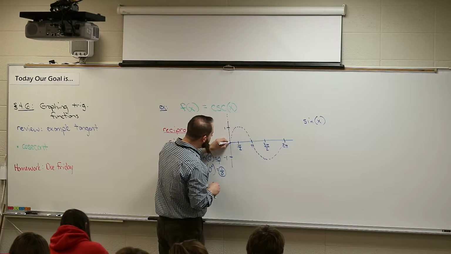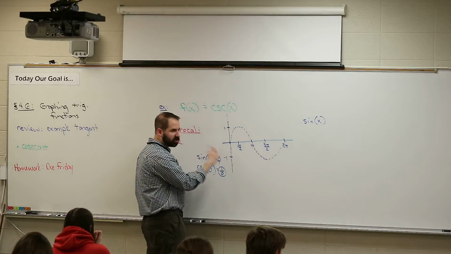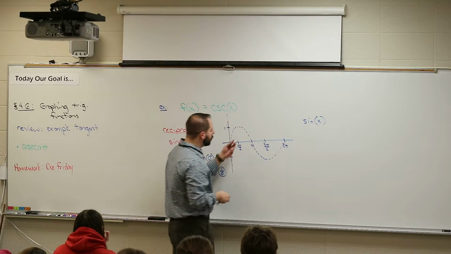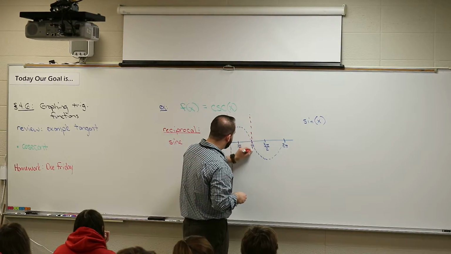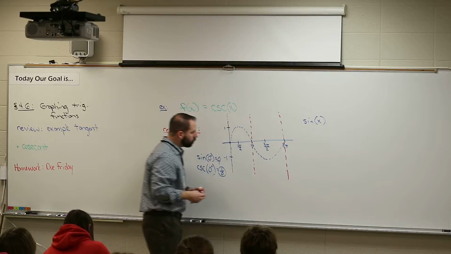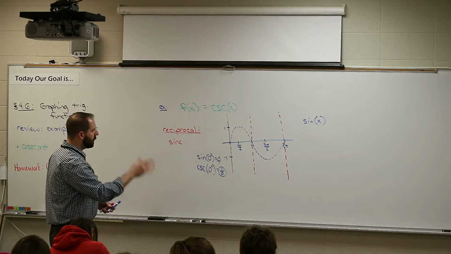In fact, any time the sine hits the origin, the answer is 0, you won't have an answer there. So there's actually 3 asymptotes, because it hits 0 three times. It hit it right at the beginning, in the middle, and at the very end.